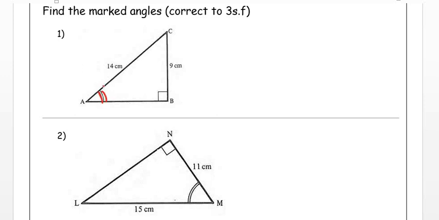Now according to this marked angle, I have to name these two sides. This one is opposite to it, so I can write O over here. And this is the longest side, and it is also opposite to the right angle.